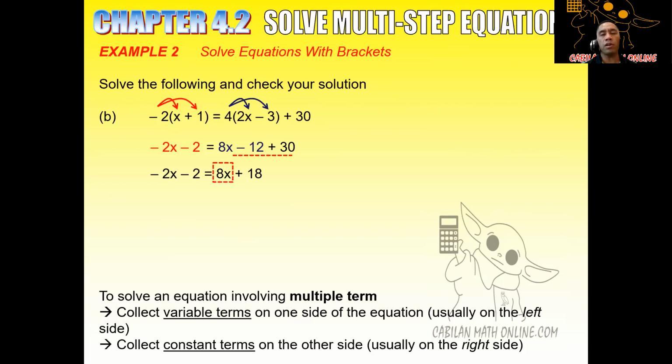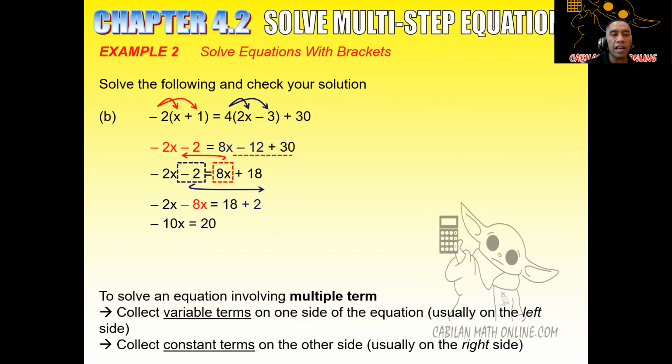And remember, what we want to do here is group the letters to the left and the numbers to the right. Starting off with 8x, it's going to go to the other side and then subtract itself from the negative 2x that's already there. We take this negative 2, move it to the other side, and it adds itself to the 18 that's already there. So negative 2x minus 8x gives me negative 10x. 18 plus 2 gives me 20.